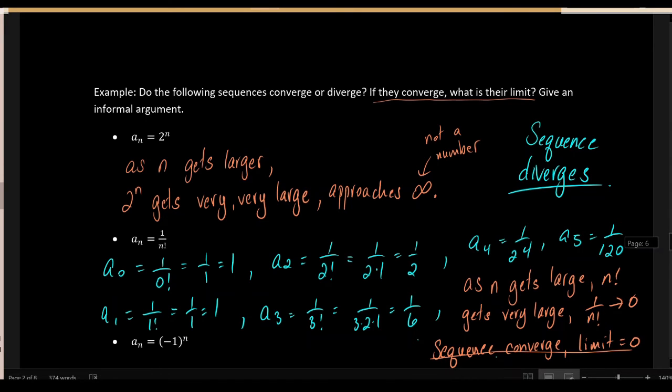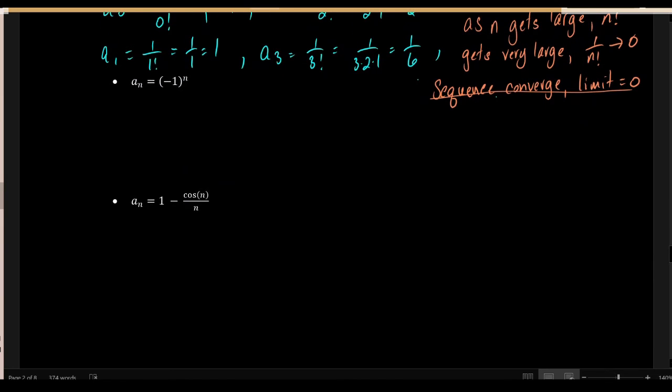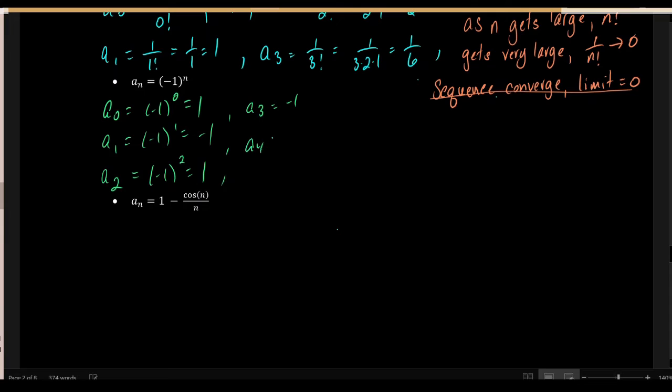Let's try the next one. We have a sub n is equal to -1 to the power n. Let's calculate a few terms of this sequence and see if we can say anything. A sub 0 is equal to -1 to the power 0, which is +1. A1 is equal to -1. And correspondingly, A2 is +1, A3 is -1 again, and A4 is +1 again. And so on and so forth.